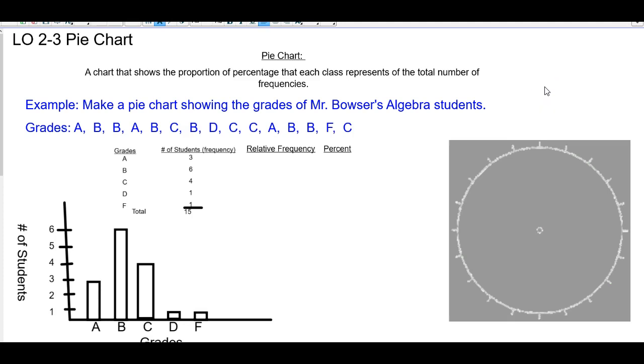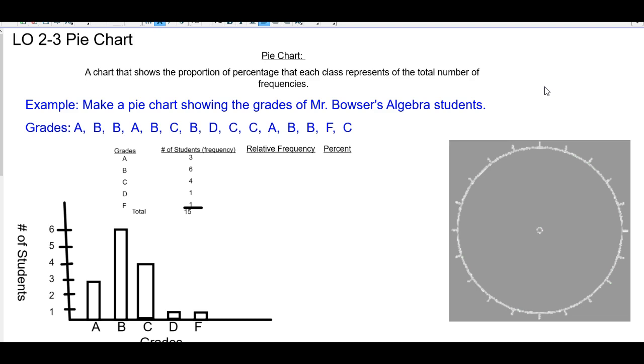Next, we're going to go over Learning Objective 2.3, which has to deal with how to construct pie charts. A pie chart is a chart that shows the proportion or percentage that each class represents of the total number of frequencies. So in this example, we're going to make a pie chart showing the grades, again, of Mr.